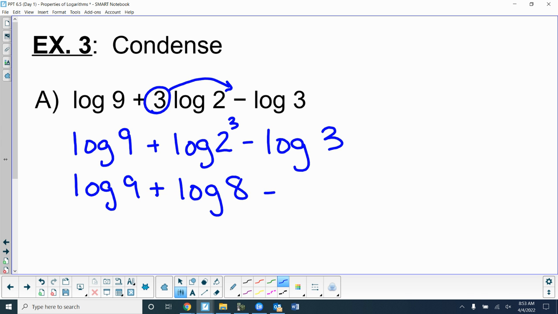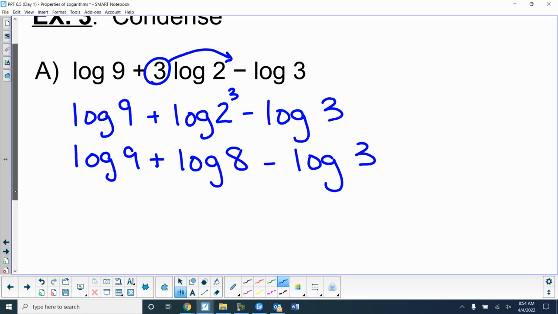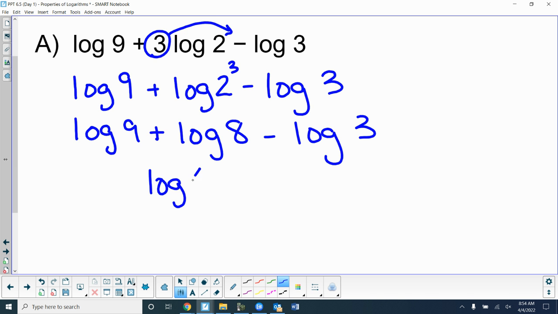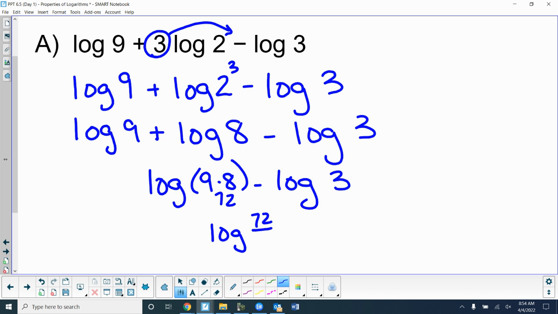I'm just doing one step at a time so you can see everything. So that's what we have. Addition, I can turn into what if I want to put them together? Multiplication. So I can go log of 9 times 8, which is 72. All right. What can I do with the log of 72 minus the log of 3 when I put them together? Divide them. So then this would be log of 72 over 3, which is log of 24, I believe. Isn't that right?